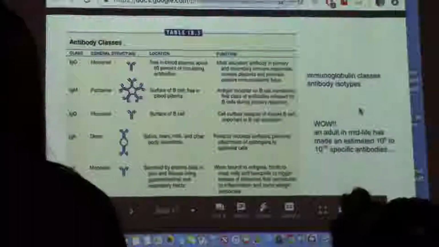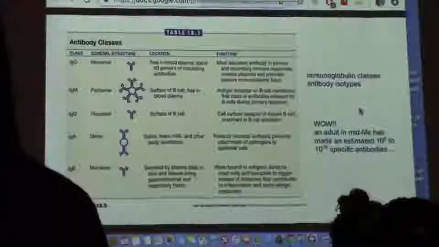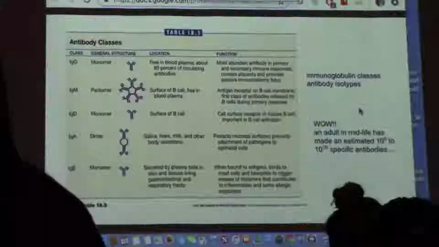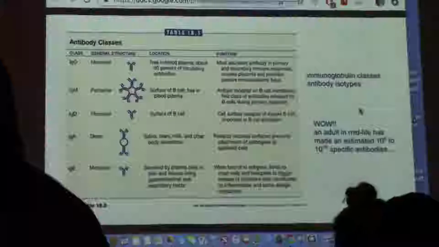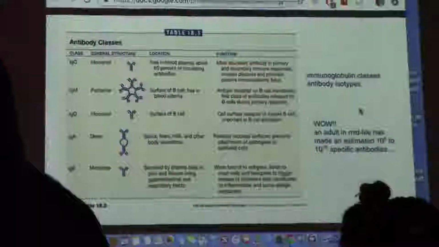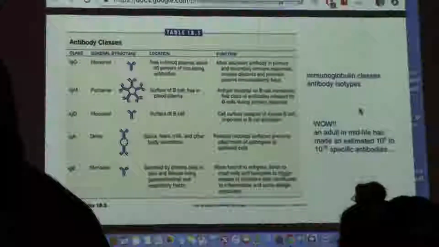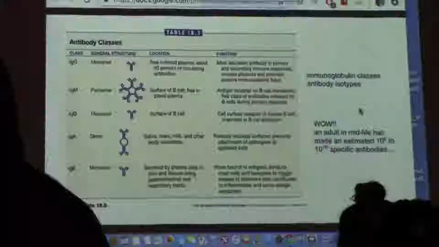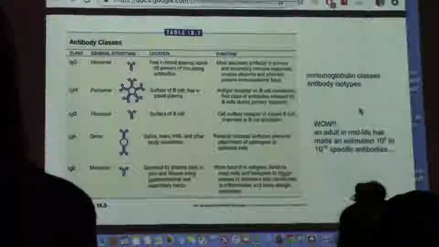Question? So if you have an antibody for something, is it just there and then it gets more when you're exposed to it, or does it go away and then your genes memorize it so when it sees it again, it makes them all over again?